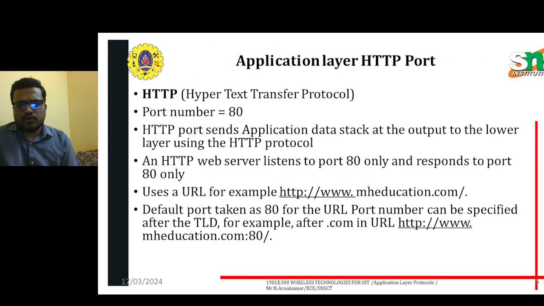For the HTTP port, the port number is 80. The layer starts from the lower layer using the HTTP protocol. The type of port which is operated is 80 only. Next, for example, the URL of the concerned HTTP is www.msceducation.com. If you type this in the application layer as a URL, then automatically the data is fetched from this website through UDP or TCP protocols.